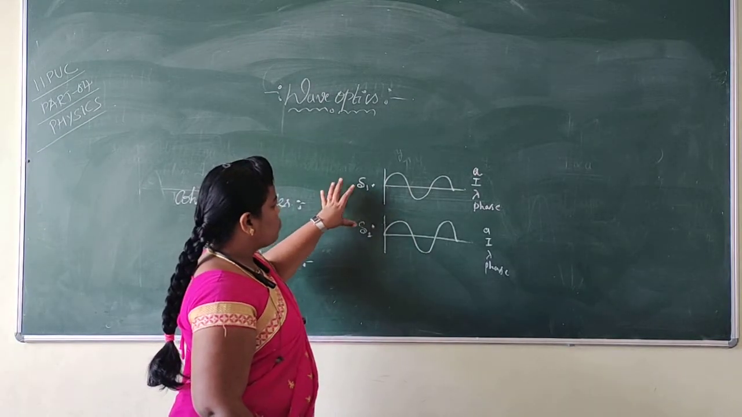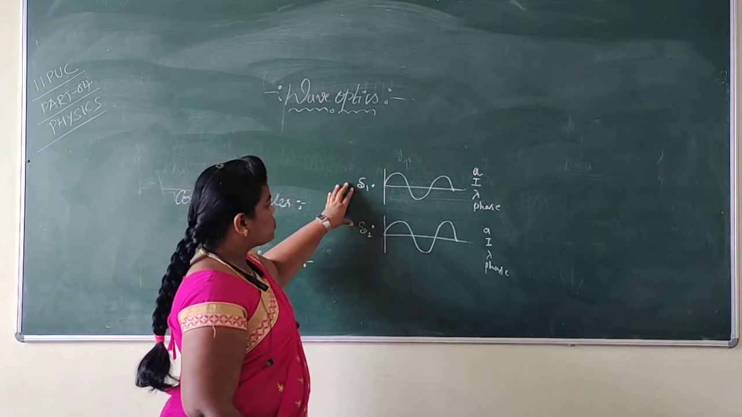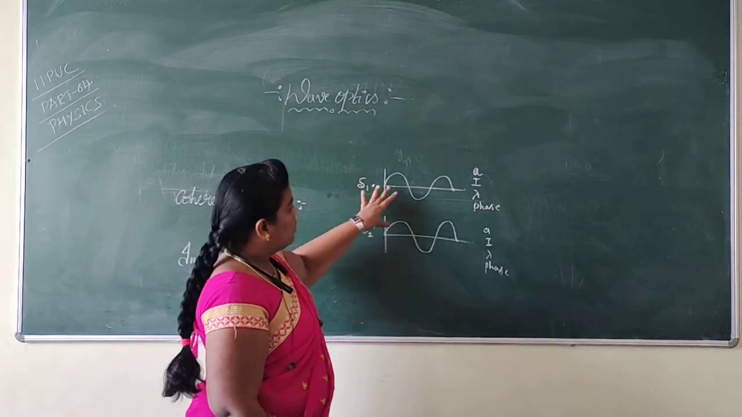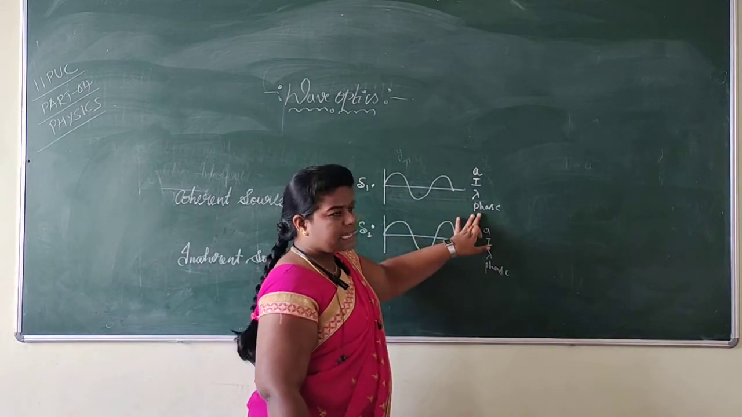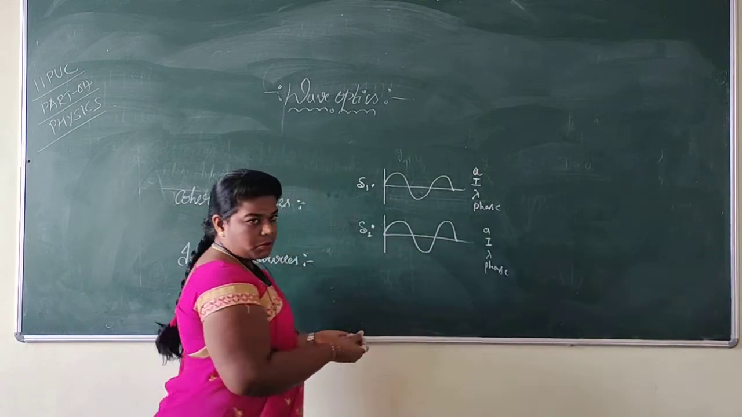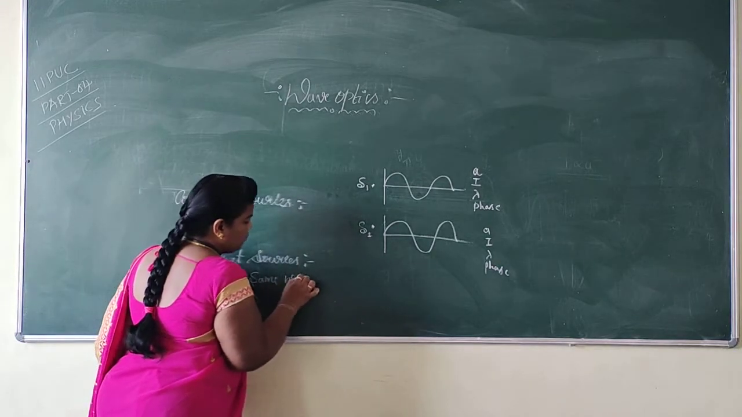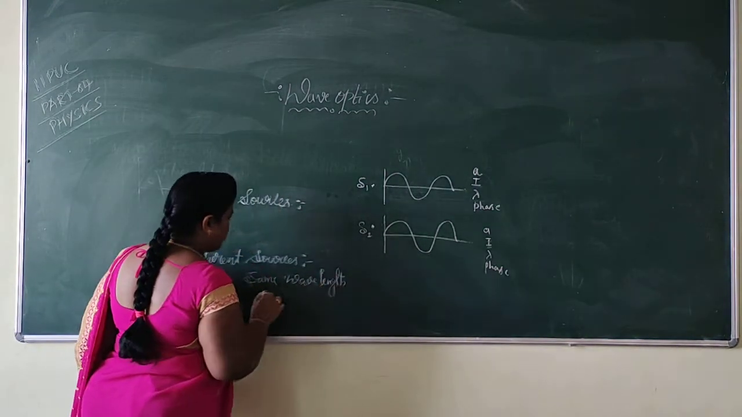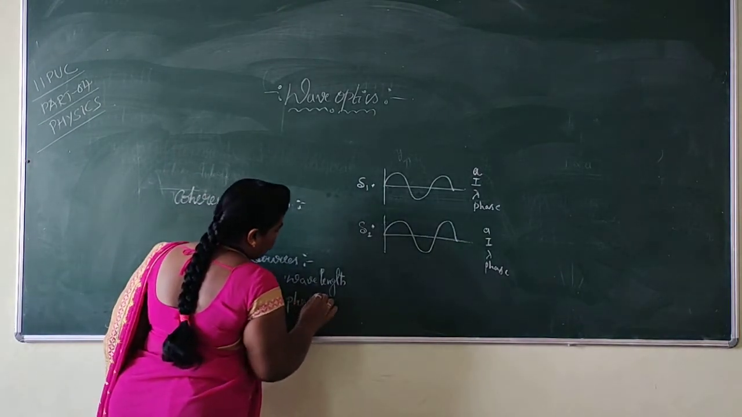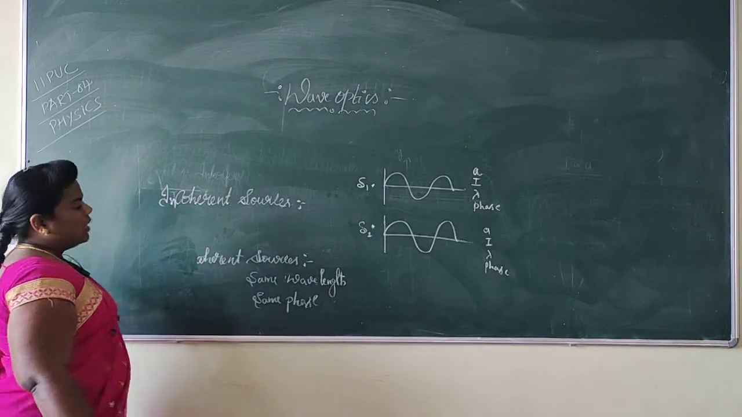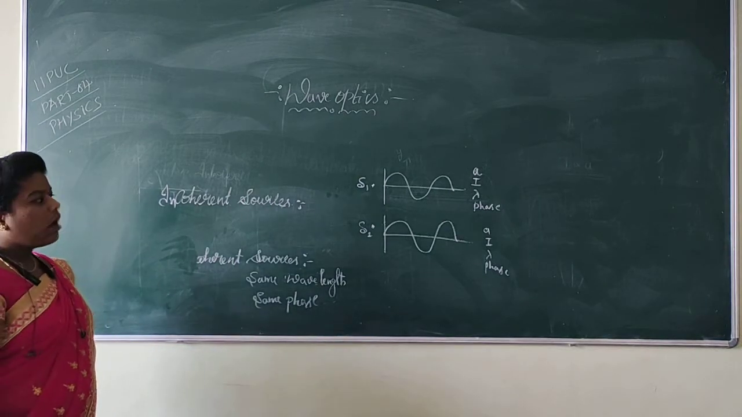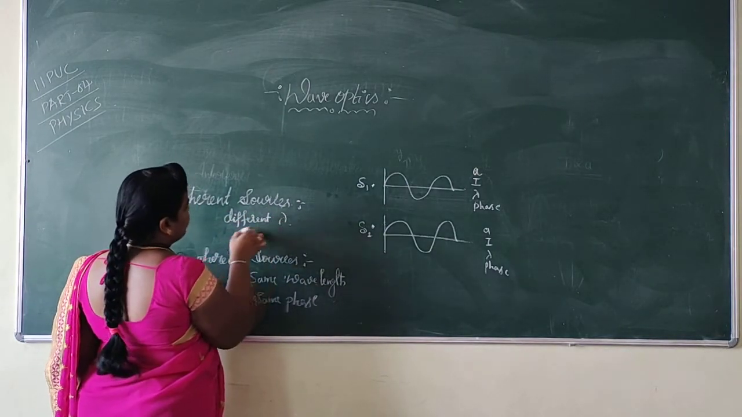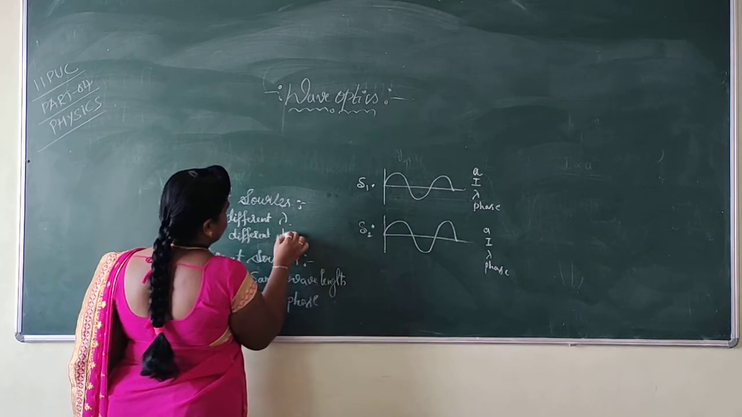When the sources S1 and S2 are considered together, when are these two sources said to be coherent, and when are they said to be incoherent? When two sources produce light waves of the same wavelength and a constant phase difference, they are said to be coherent sources. Then what is said to be incoherent? If these two sources are not producing waves of the same wavelength, that is, if they produce waves of different wavelength and different phase, then they are said to be incoherent sources.